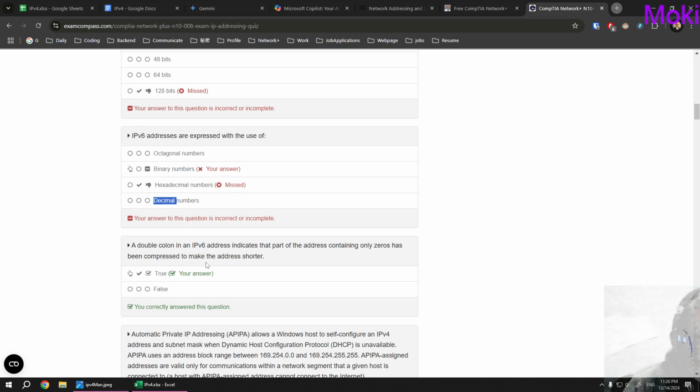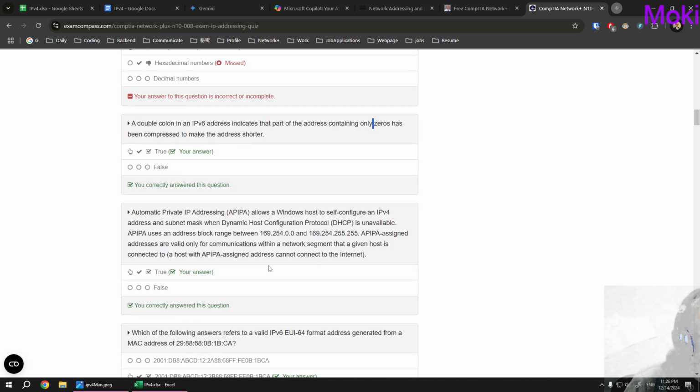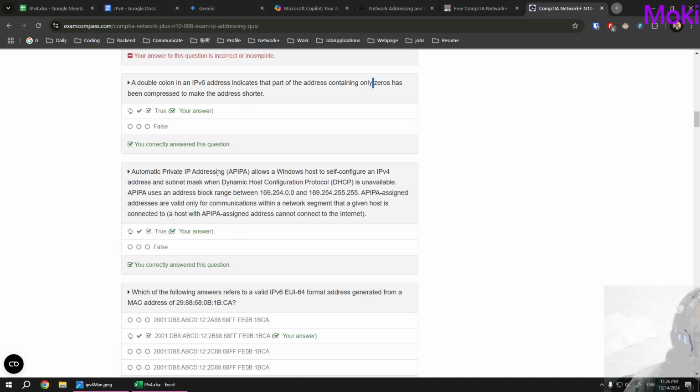Double colon is part of the address containing only zeros between that. APIPA, that's the automatic private IP address. It allows a Windows host to self-configure an IPv4 address and subnet mask when DHCP is unavailable. APIPA uses an address block range between these two numbers. APIPA assigned addresses are valid only for communication within a network segment that a given host is connected to.